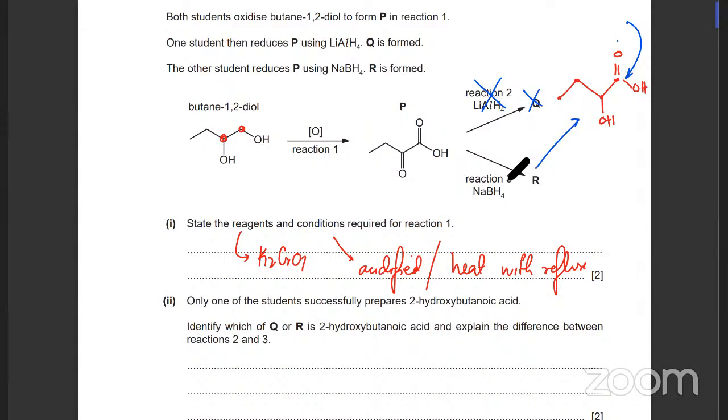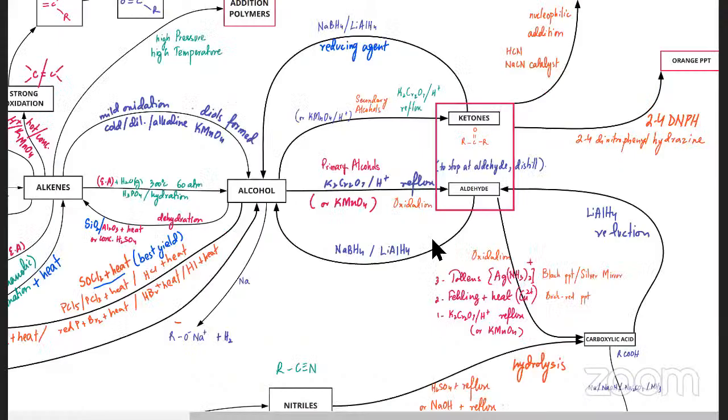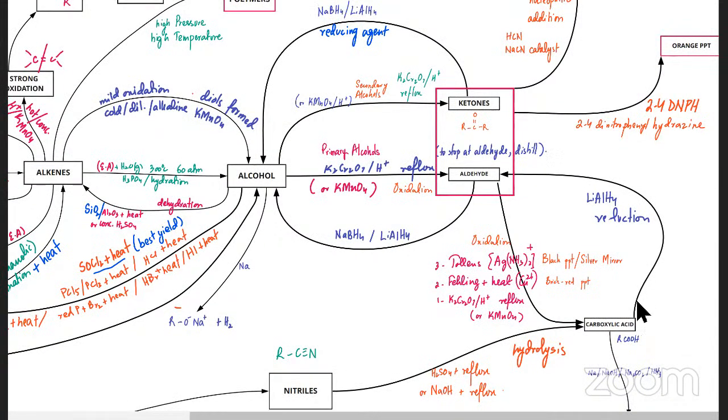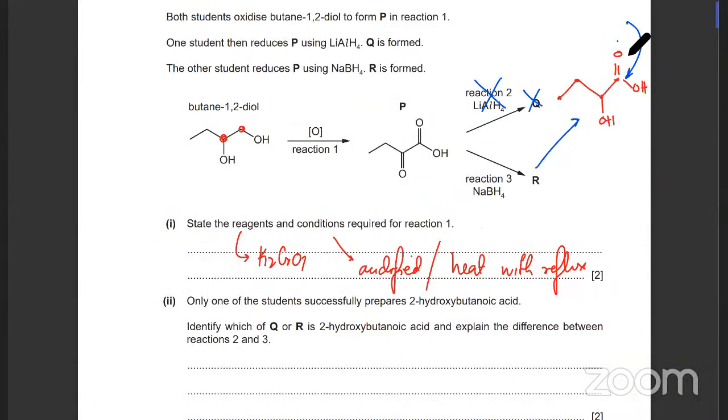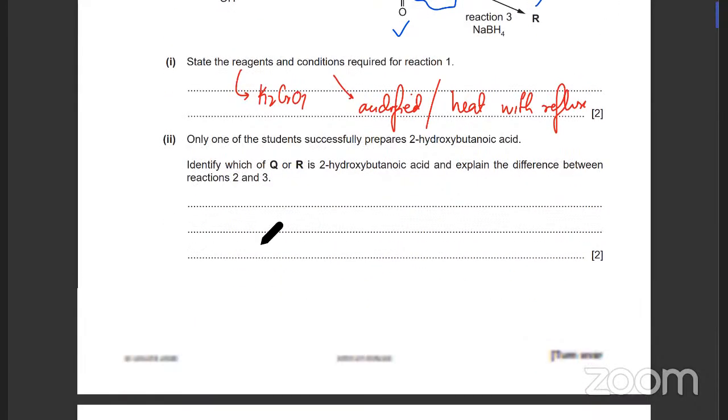Why? Because NaBH4 does the same thing as LiAlH4, except for this one. It doesn't reduce carboxylic acids. It's a slightly weaker reducing agent. So if you use NaBH4, you'll get this, because this part will not get reduced, but the ketone part will get reduced. So the ketone part will turn back into an alcohol.